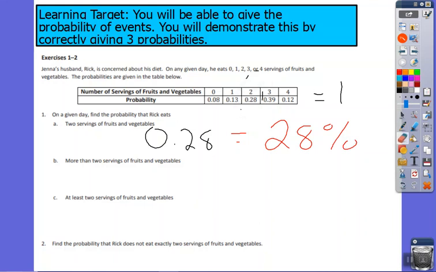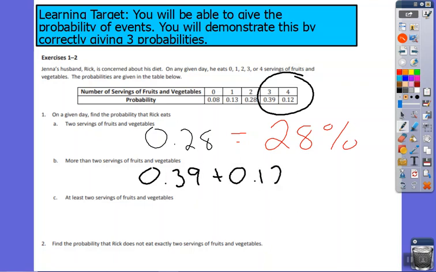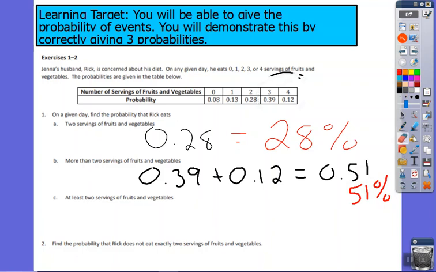Okay, our second one, more than 2 servings of fruit and vegetables. So find the ones that are more than 2 servings. That would be my 3 and my 4 over here. So I'm going to add 0.39 and 0.12. That comes out to 0.51. And if I want to write it as a percent, moving it 2 places, that is a 51% chance that he is going to eat more than 2 servings of fruit and vegetables.